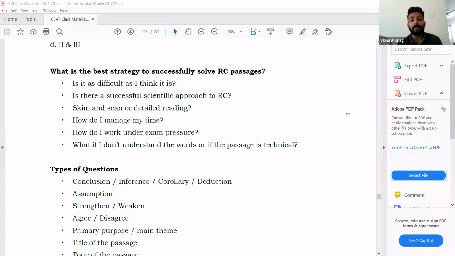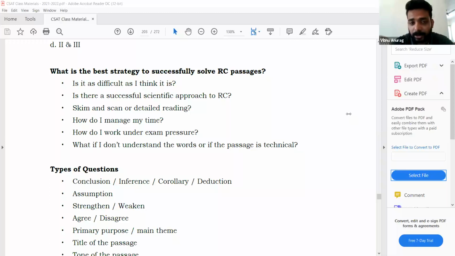And this is the doubt that many students have: what if I don't understand the words, or what if the passage is very technical? So see, first of all, if you don't understand the words, it doesn't matter, you can still answer the questions. CSAT passages are such that I will not recommend any vocabulary building exercises for you. Leave it, because the words are not that technical. Building vocabulary is not a very good use of your time.